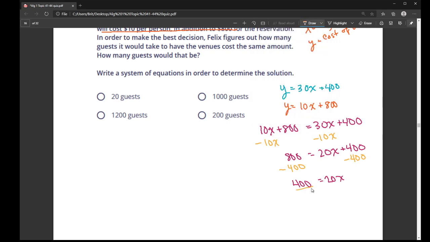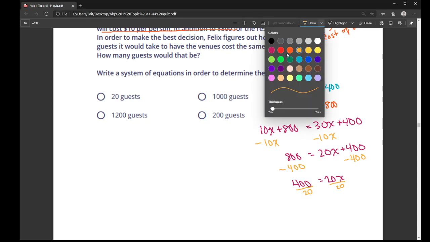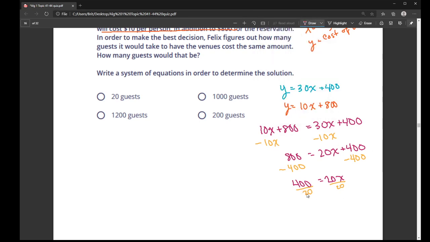And then I'm going to go ahead and divide both sides of the equal sign by 20. So 400 divided by 20 is 20 for my value of x. So my answer here is 20 guests.